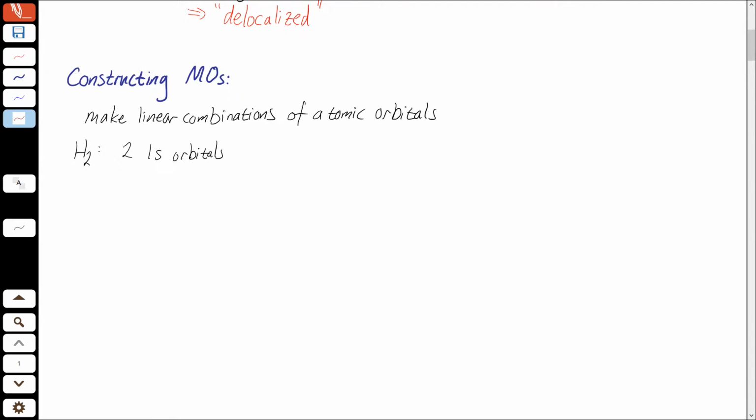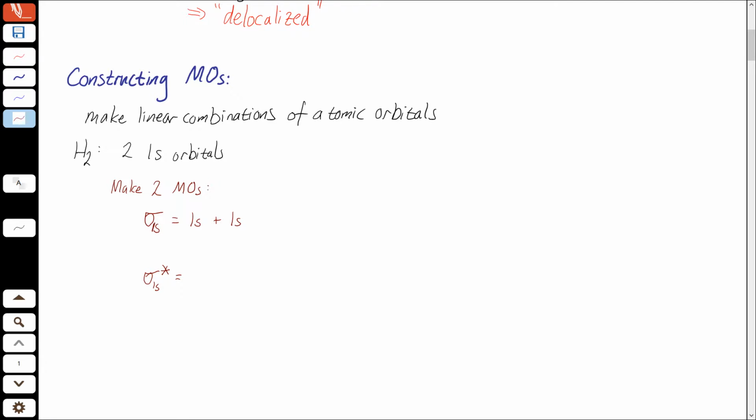So we'll call that sigma s. And so that's going to be the 1s from one hydrogen plus the 1s from the other hydrogen. And then we'll look at what that looks like in a second. And then we're also going to make a sigma star 1s, and this is kind of the new weird thing, which is going to be the other linear combination of the two orbitals, so subtracting them from each other mathematically.